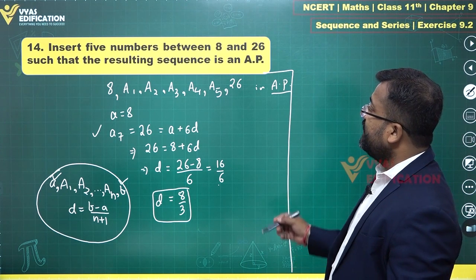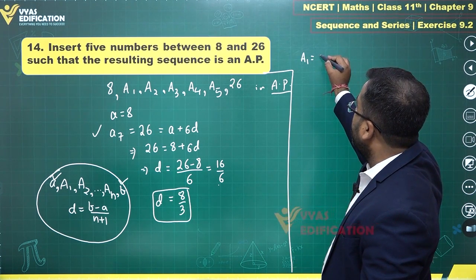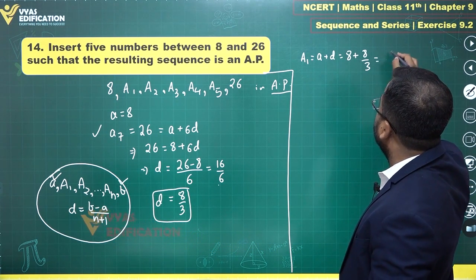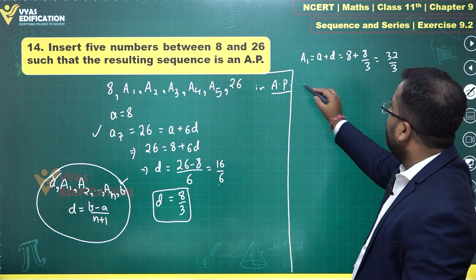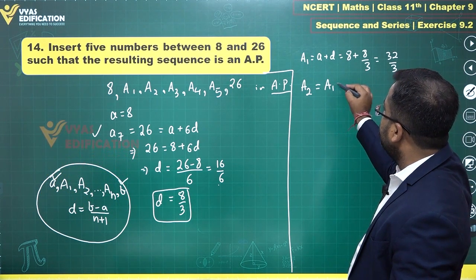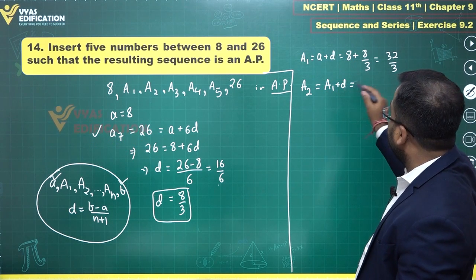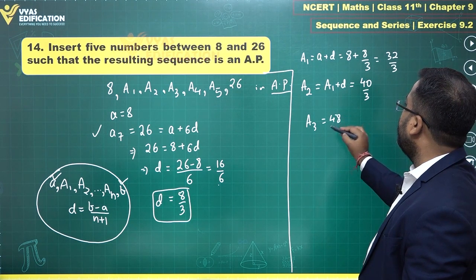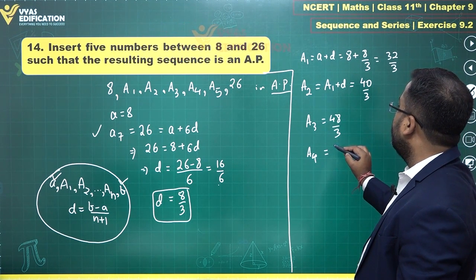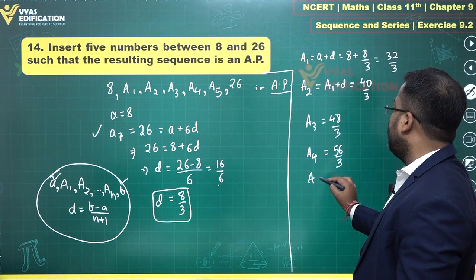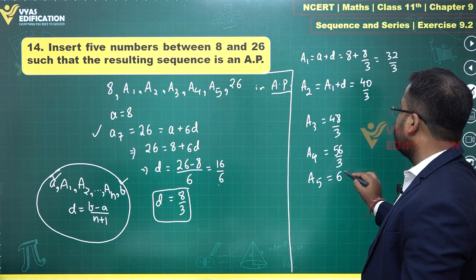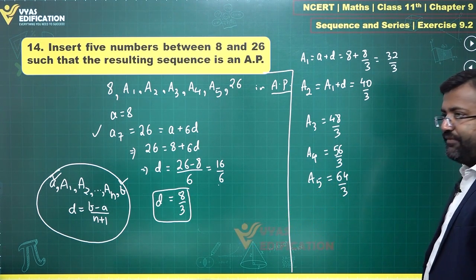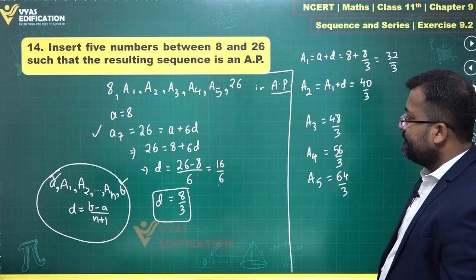Now, can you find the 5 numbers? A1 will be a plus d, which is 8 plus 8 by 3. What is that? 32 by 3. A2 will be a1 plus d. Add a d over here. This is 40 by 3. Then you will need a3, which is 48 by 3. a4 will be 56 by 3. a5 will be 56 plus 8, 64 by 3. This is what you'll need. Is that okay? Yes, that's okay.